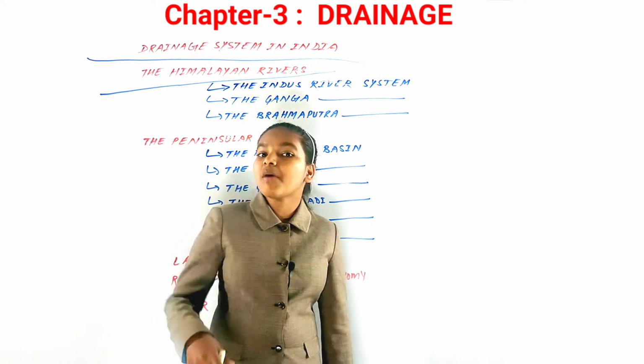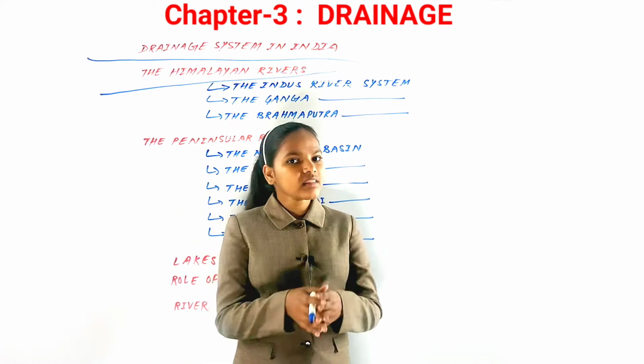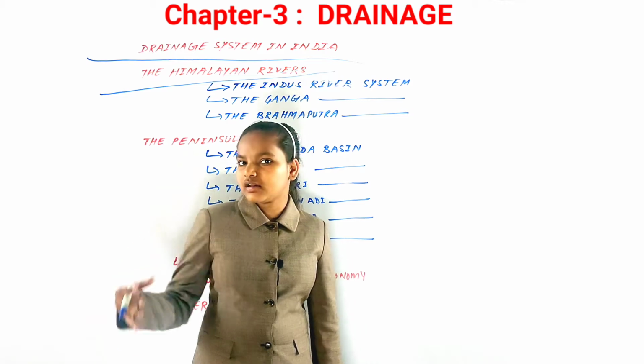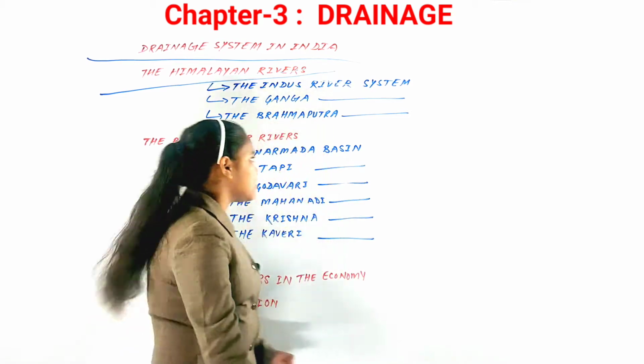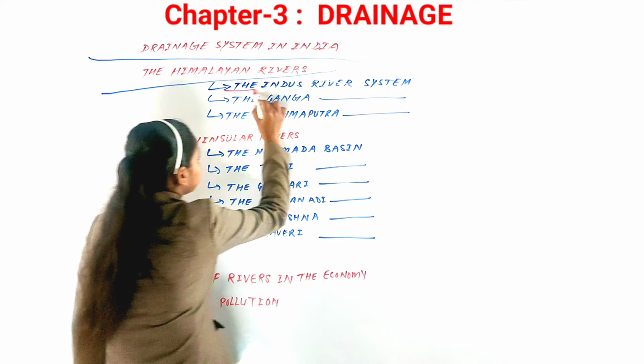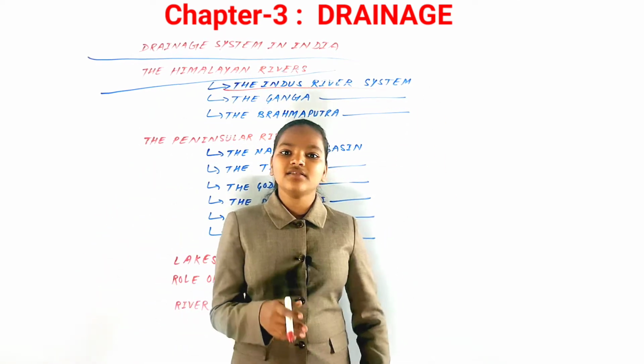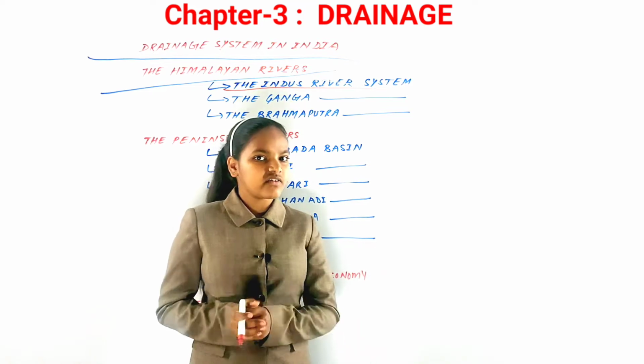Now let us discuss the Himalayan rivers, the three major Himalayan rivers. The first river system is the Indus River system. Let us discuss the Indus River system first.